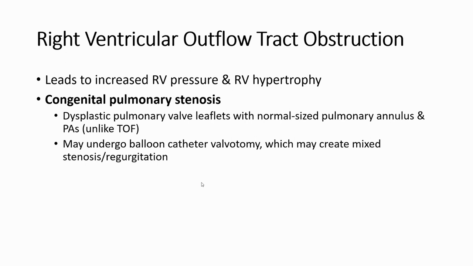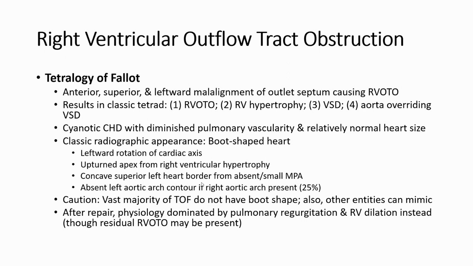Another cause is right ventricular outflow tract obstruction, leading to increased right ventricular pressure, such as congenital pulmonary stenosis. Dysplastic pulmonary valve with normal size of pulmonary annulus and pulmonary artery may undergo balloon catheter valvotomy, which may create mixed stenosis and regurgitation. Another cause of right ventricular outflow tract obstruction is tetralogy of Fallot.